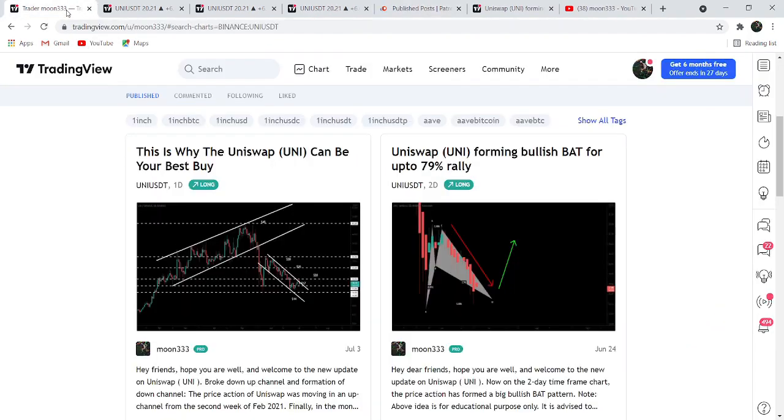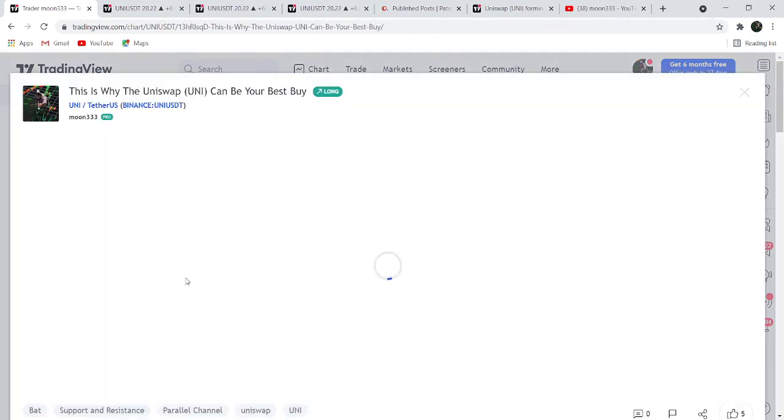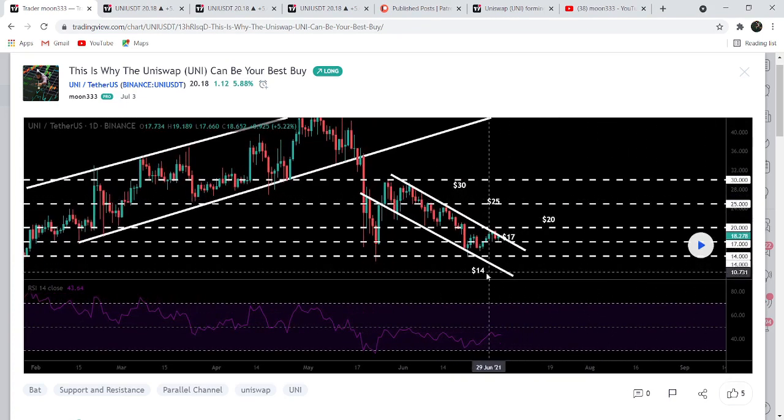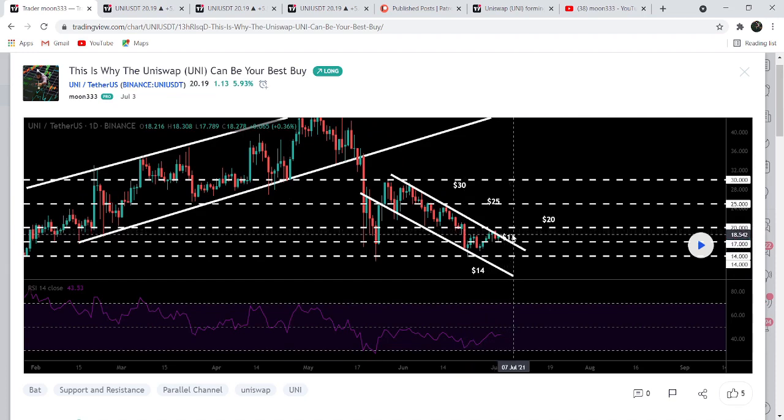Okay, this was another article that I shared on 3rd of July after this pattern, when the price action after this move broke down this up channel and formed this down channel. The important thing which I want to show you on this chart are the different support and resistance levels. Like in my previous video, I showed you that we have a very strong, key support at $14. Then we have the next support at $17, and at that time, while moving in this channel, the price action broke out this $17 resistance, and it was using it as a support. Then our next resistance was $20, then $25, and then $30.